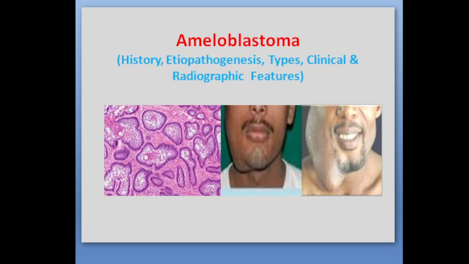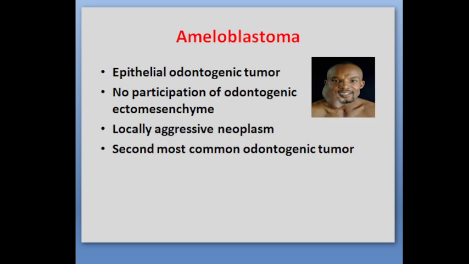Coming to history, etio-pathogenesis, types, clinical and radiographic features of ameloblastoma. Ameloblastoma is an epithelial odontogenic tumor. There is no participation of odontogenic ectomesenchyme in its formation. It is a locally aggressive neoplasm and the second most common odontogenic tumor after odontoma.